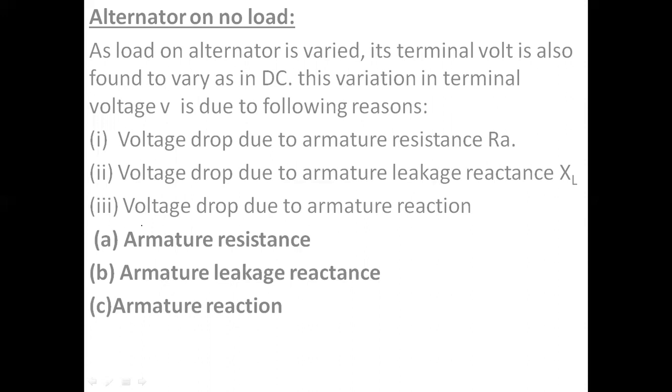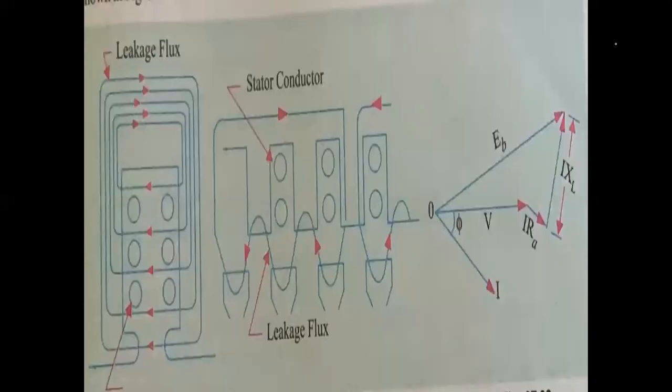Second one, armature leakage reactance. See here, when the current flows through the armature conductors, fluxes will be set up. Out of the flux set up, some flux does not cross the air gap, but takes different paths. It will be moving away from the air gap. Such fluxes are called leakage fluxes.